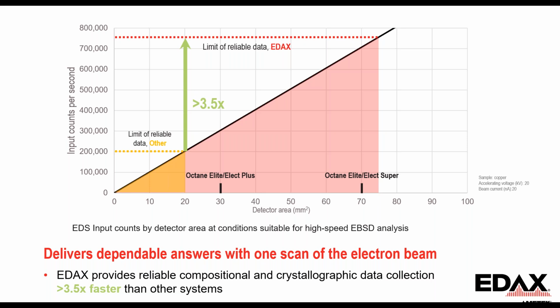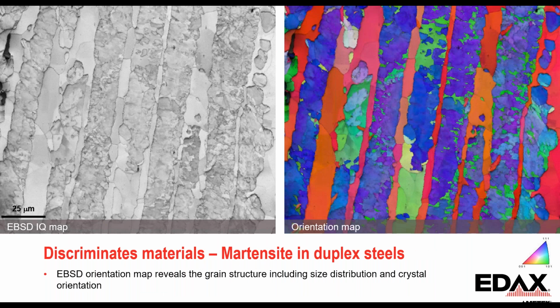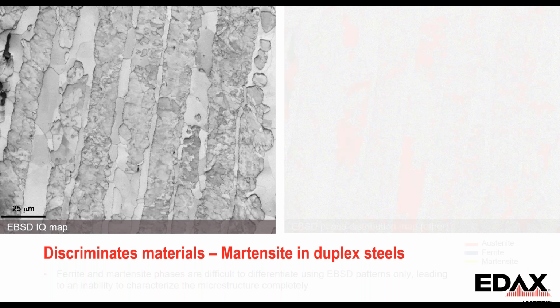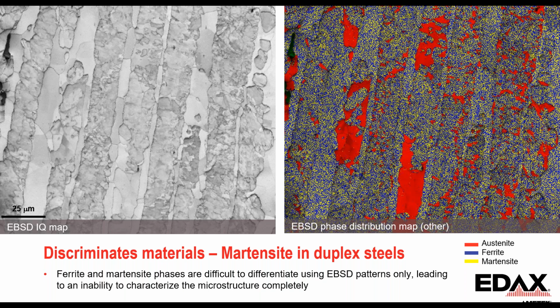And I wanted to show a little example of how we can use that. This is an example that's a martensite in a duplex steel. So we have our image quality map on the left showing the microstructure. On the right, we have our orientation map. We can measure the orientations easily enough. But if we try to differentiate the phases, it's very difficult to differentiate the ferrite and martensite. The ferrite's body-centered cubic, martensite's body-centered tetragonal. It's a slightly distorted ferritic lattice. We can differentiate the austenite from both of these phases, but there's noise between the ferrite and martensite.